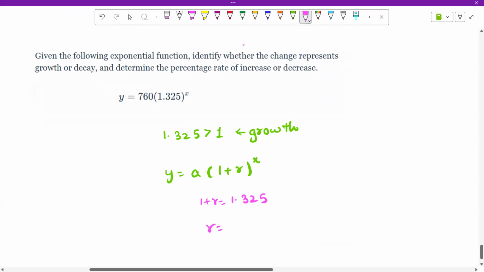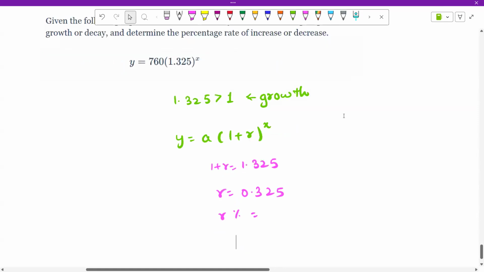So what is r going to be? r is going to be 0.325. Now, what is the percentage going to be? The percentage is going to be 32.5%.